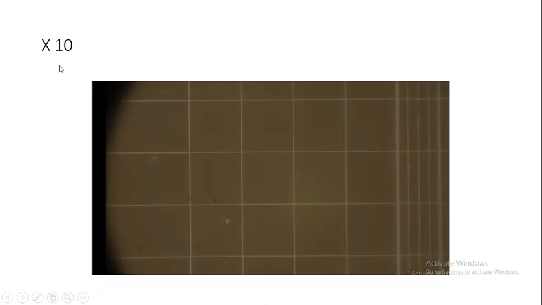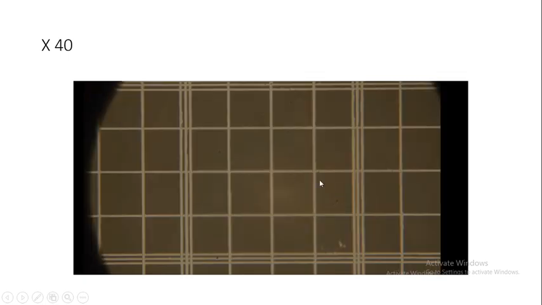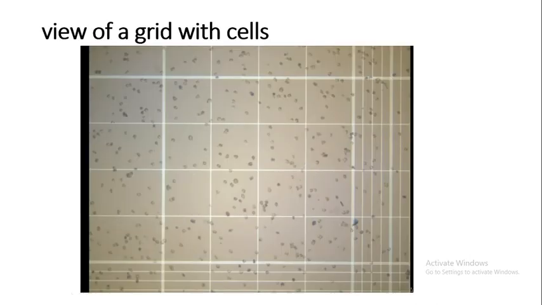This is the magnification of low power, or 10x. This is the WBC counting area. This is under high power, the 40x, the RBC and platelet counting area. It is surrounded by triple lines. This RBC square is again divided into 16 small squares. This picture shows a view of a grid with the cells.